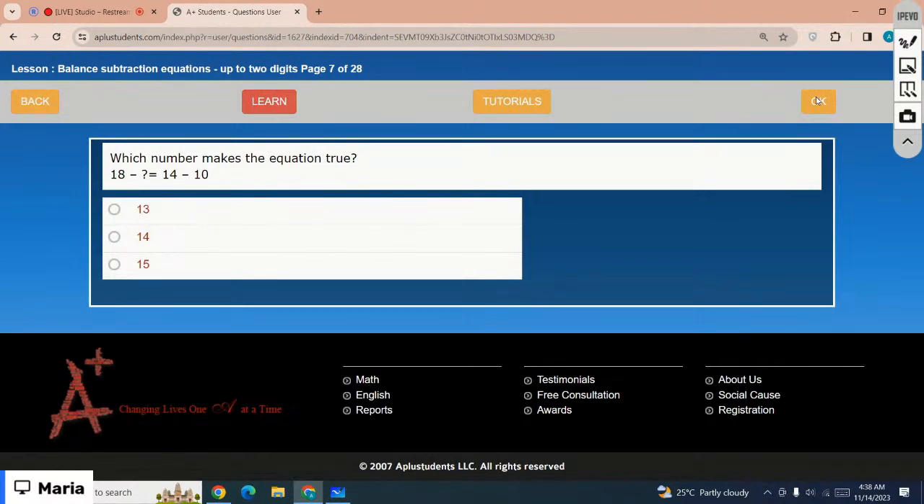Okay, 18 minus the missing number equals 14 minus 10. So which is the correct option? Which number is missing? 14 minus 10 is 4, right? So then 18 minus which number equals 4? 18 minus 14 is 4. The correct option is 14.